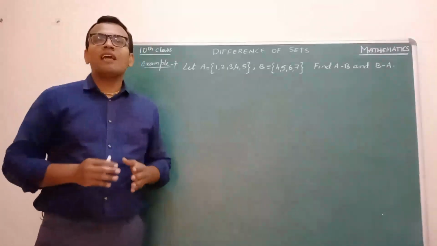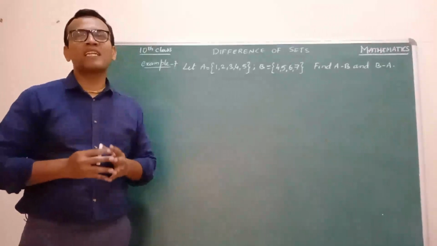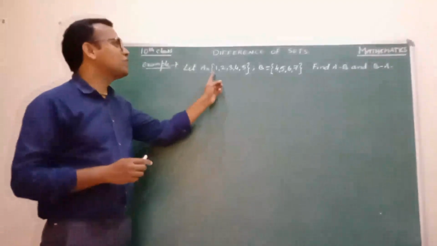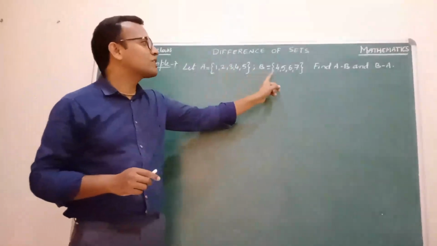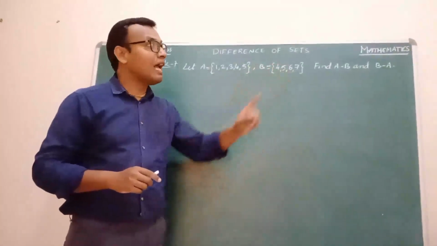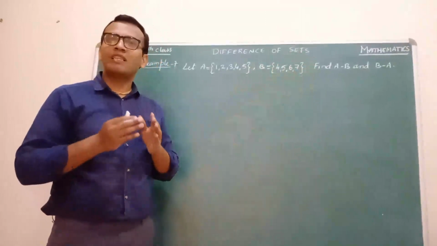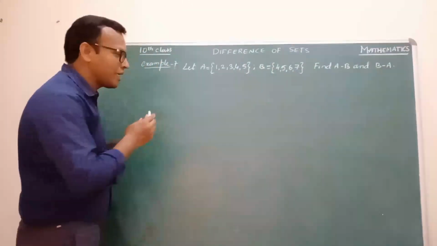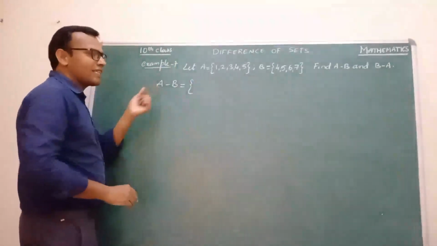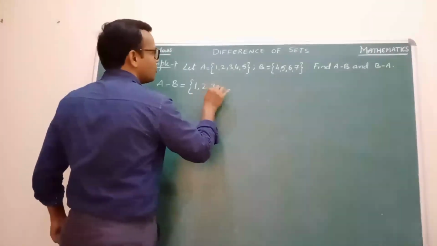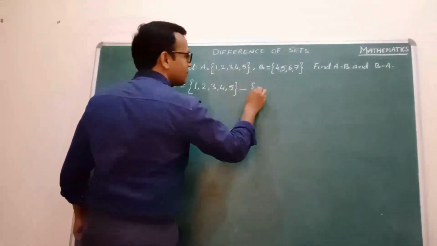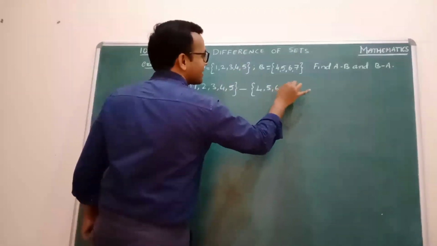Now, to understand the difference of sets, let us do an example. Let A be equal to the set of 1, 2, 3, 4, 5 and B be equal to the set of 4, 5, 6 and 7. We need to find A minus B and B minus A. In the beginning, let us find A minus B. Initially we have to write set A. Set A contains 1, 2, 3, 4 and 5, minus B. Set B contains 4, 5, 6 and 7.